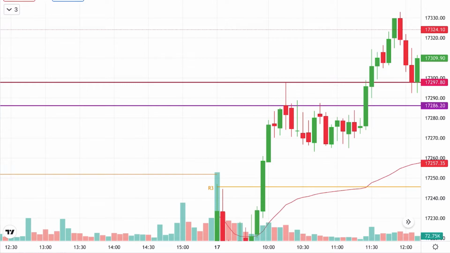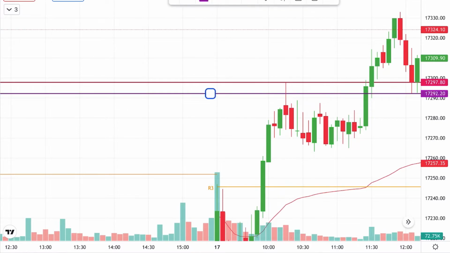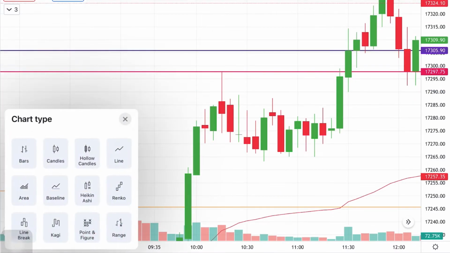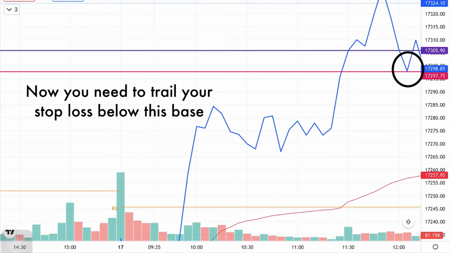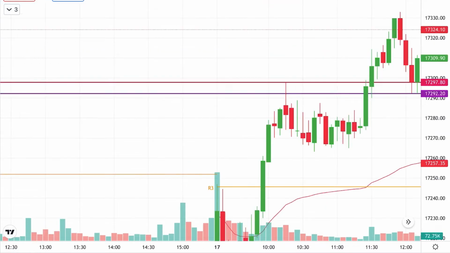Now you know that yes, now you are ready to trail your stop losses from here to the low of these candles. Why? Because the base has been formed. There is a big green bullish engulfing candle that is there, which gives you a confirmation that this retracement move is now ending. Okay, let's see what the market does next.